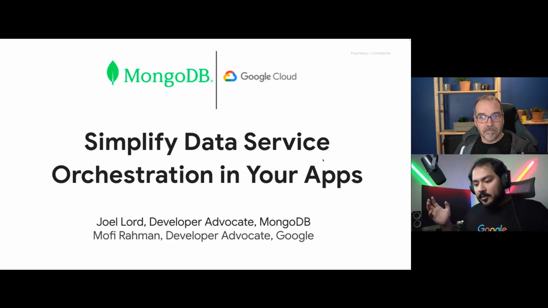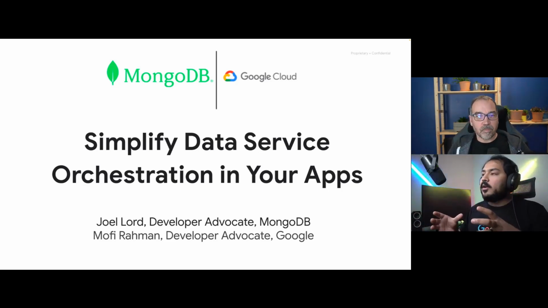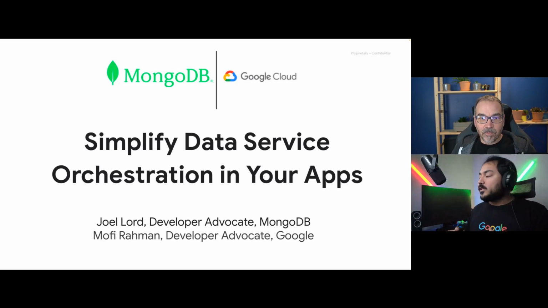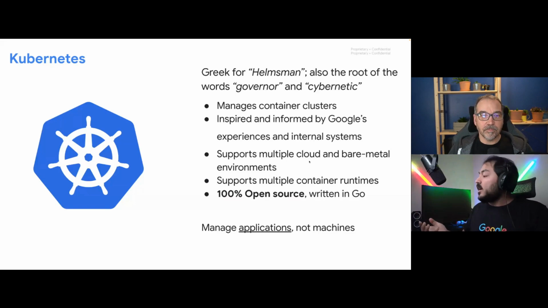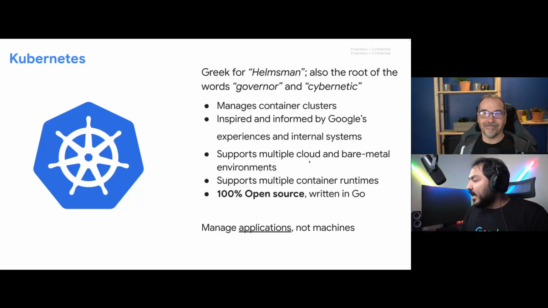We're going to talk about Google Cloud. But the main thing we're going to talk about is simplifying data service orchestration in your apps. And ideally, those apps are running somewhere in the Kubernetes-like environment. So the first thing, like many things, we're going to talk about Kubernetes. Kubernetes turns 10 this year. So I don't think we have to introduce that to that depth.